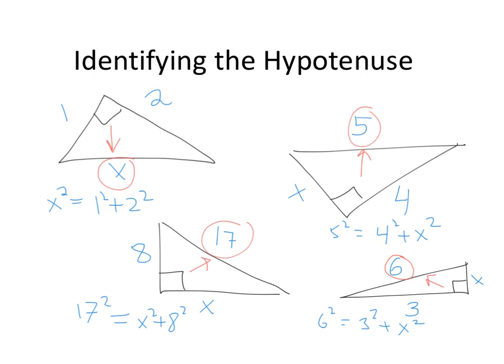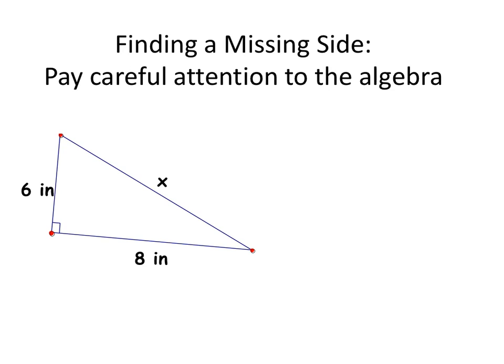Notice how x is not always on its own side of the equal sign. The thing that's on its own side of the equal sign is the hypotenuse that we identified. So here's the correct setup for each of these examples. And again, it doesn't matter if the 4 and the x are switched. We could have written 5 squared equals x squared plus 4 squared. What does matter is that the hypotenuse is on its own side of the equal sign. You must identify the hypotenuse correctly to successfully apply the Pythagorean theorem to find a missing side length.